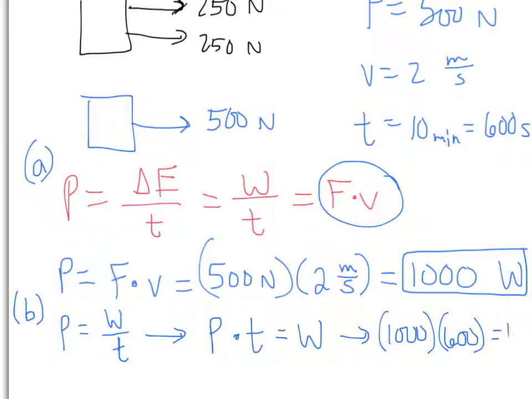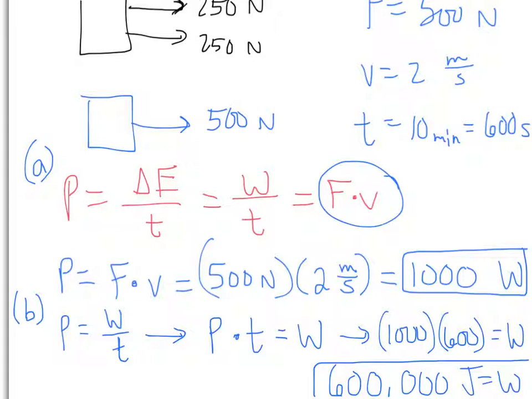So the amount of work done, 600 times 1,000, therefore, 600,000, and an extra zero. All right, 600,000 joules of work.